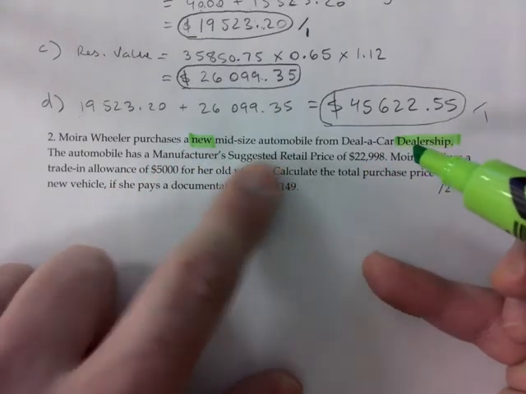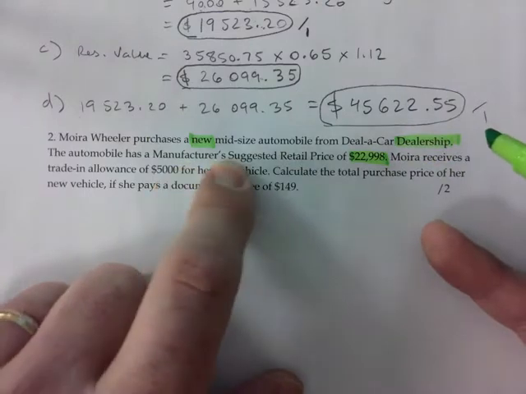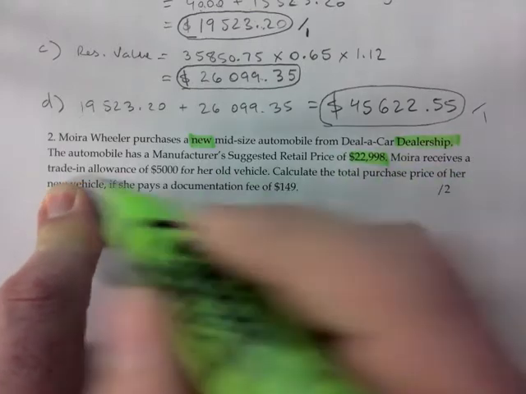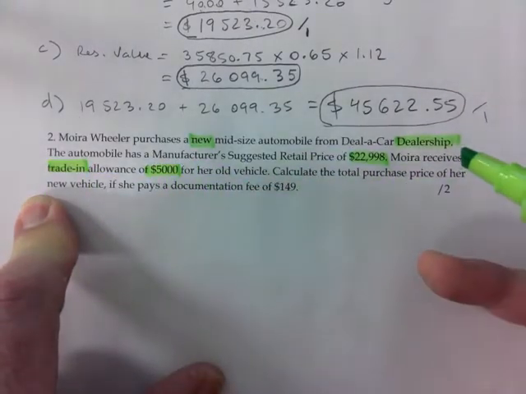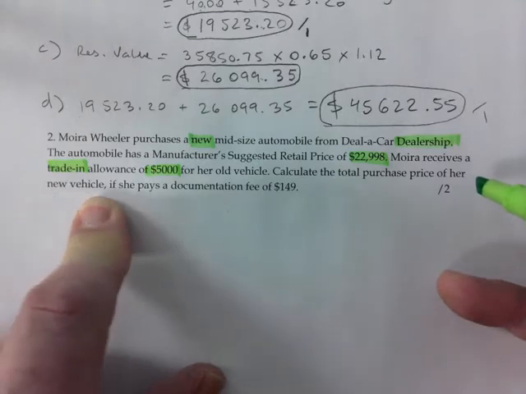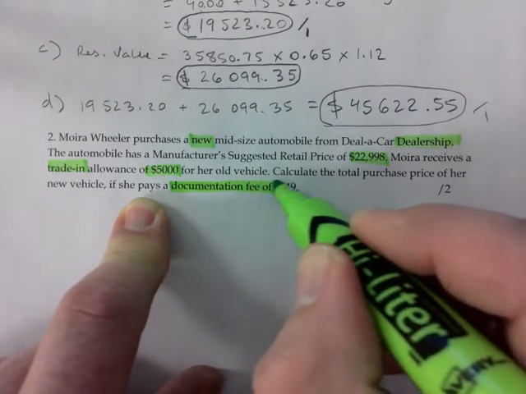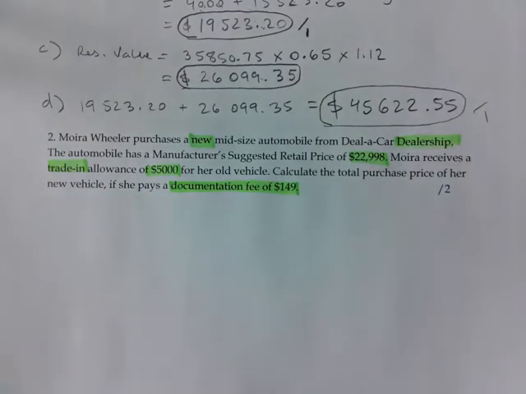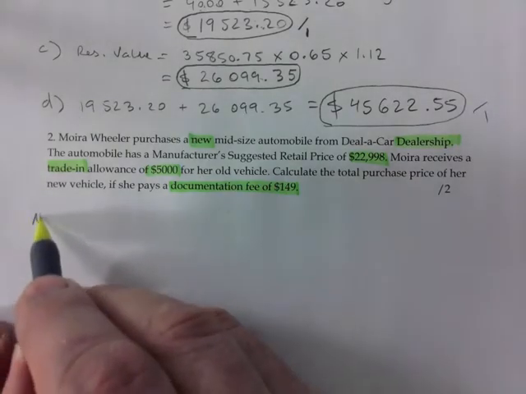There's an MSRP, right? That shouldn't scare you anymore, those words there. So this is what the value is. Moira receives a trade-in. There's that trade-in for $5,000. Calculate the total purchase price of the new vehicle if she pays documentation fees. And that was a bit of a controversial add-on there. And we just tax it the same as everything else. And I didn't tell you after taxes. So when that happens, you can do both, and as long as you clearly label them both, you get the marks. Okay. So this is a new car.